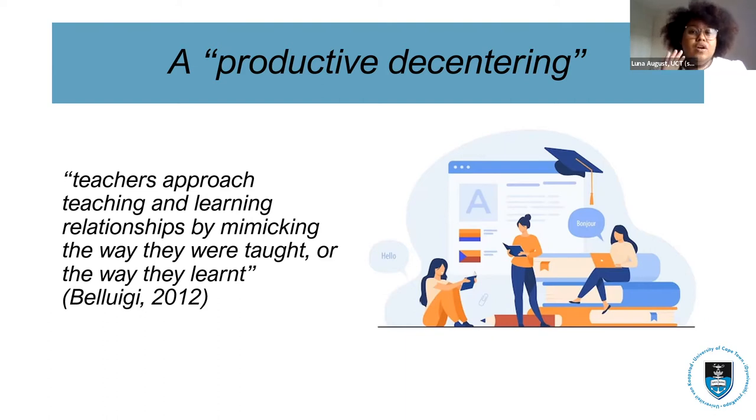Beluigi speaks to productive decentering as comprising a set of referential tools that a practitioner, or a teacher, in this case a tutor, uses to decenter themselves. And specifically, this presentation looks at decentering the self as decentering the tutor as the self, a renegotiation of the relationship between the student and the tutor, and then also recentering the tutorial space through peer-led interaction and engagement.